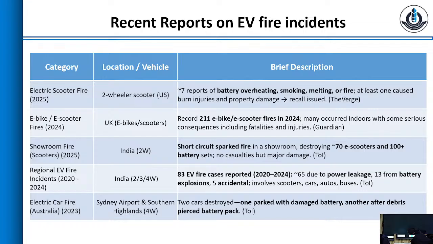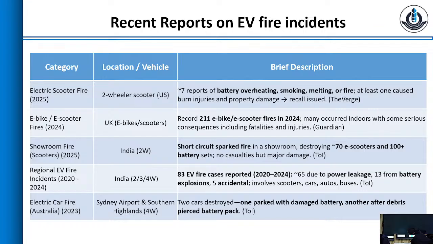Then again in India, I think this was in Karnataka, more than 80 EV fires were reported, and some statistics are also given. Some of them are due to power leakage. This could be faulty batteries, low quality manufacturing, battery explosions, and accidents because of mechanical abuse. And in Australia, two cars were destroyed because of some mechanical abuse that happened to the batteries. So what we see here is the numbers.